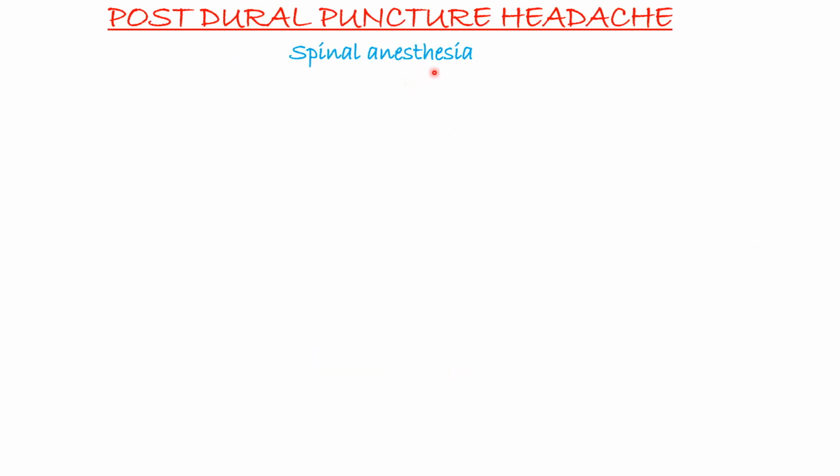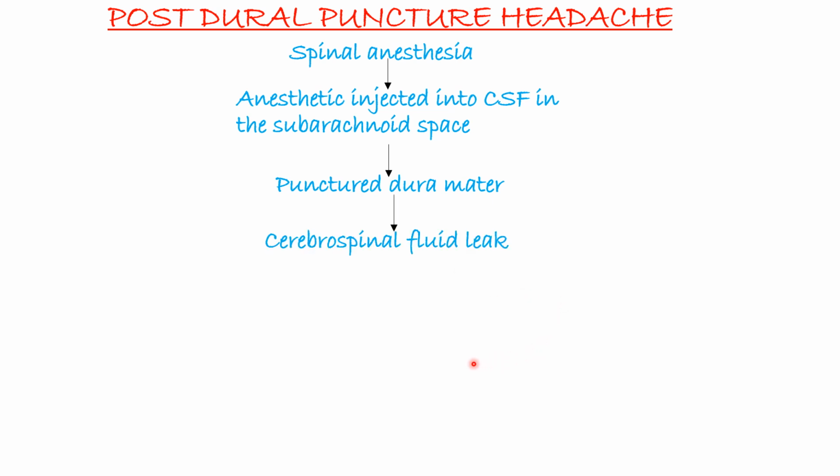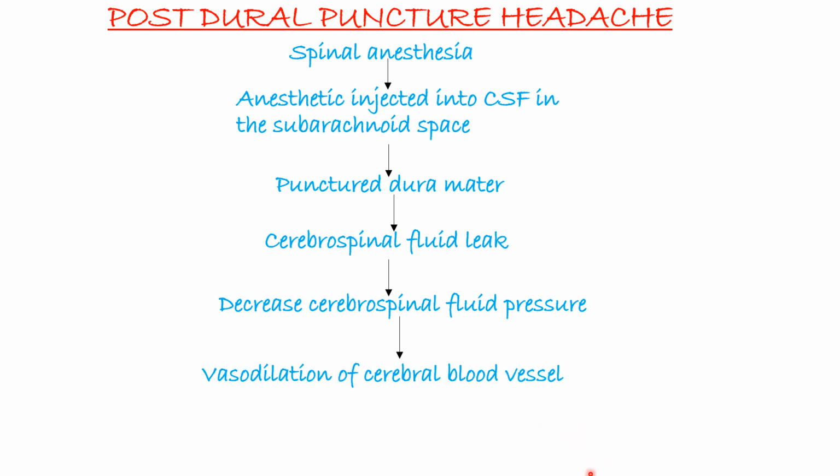Postural puncture headache is a complication of spinal anesthesia. When you give spinal anesthesia, you usually inject local anesthetic into the cerebrospinal fluid in the subarachnoid space. So you will have to puncture the dura mater. That's why the disease is called post-dural puncture, meaning after you've punctured the dura. After your puncture, the dura will result in a cerebrospinal fluid leak, and this leak will result in decreased CSF pressure. Decreased cerebrospinal fluid pressure results in vasodilation of the cerebral blood vessels, and this therefore results in the postural headache.